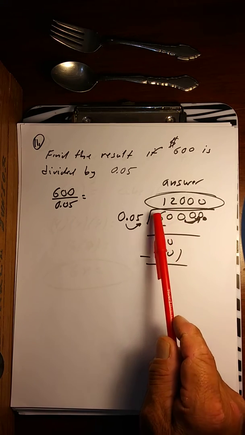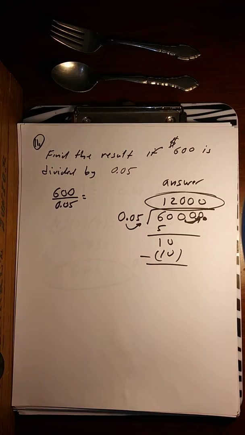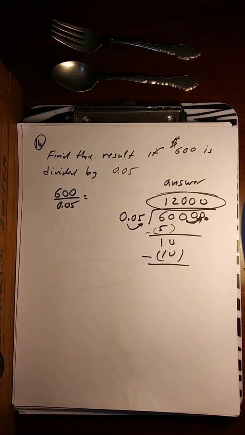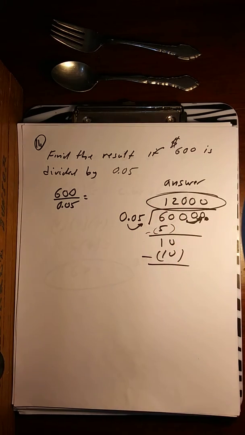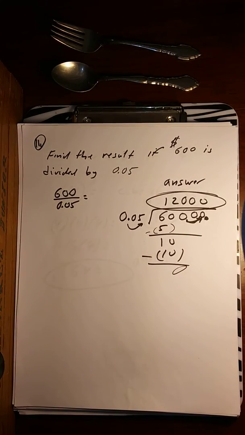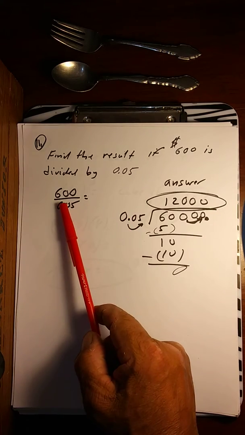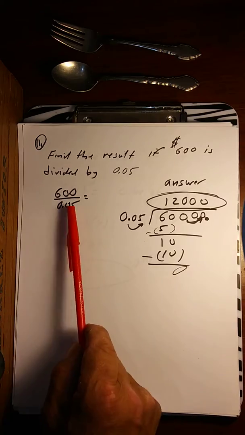1 times 5 is 5. Subtract these numbers right here. It's going to give you 1. Bring the 0 down. 5 goes into 10, 2 times. 2 times 5 is 10. 10 from 10 is 0. And that's it. We're done. There's a bunch of zeros. So $600 divided by 5 cents. How many nickels are in $600? The answer is there are 12,000 nickels in there.